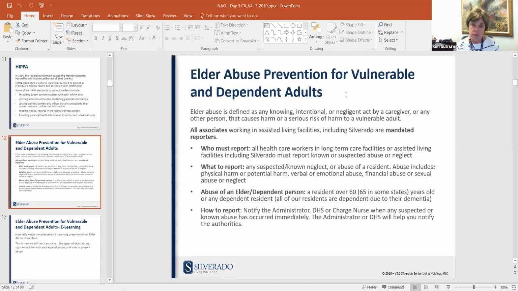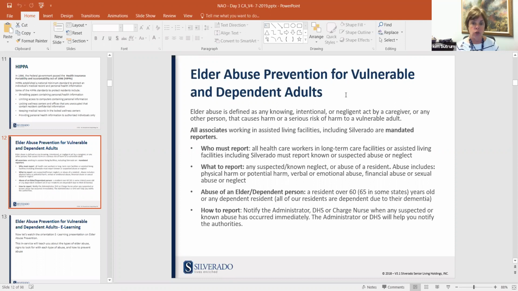Well, any known or suspected neglect or abuse of a resident. Abuse includes physical harm or potential physical harm, verbal or emotional abuse, financial abuse, or sexual abuse or neglect. All of these things will be discussed in great detail. All these types of abuse will be discussed in your presentation that you're going to watch in just a minute.